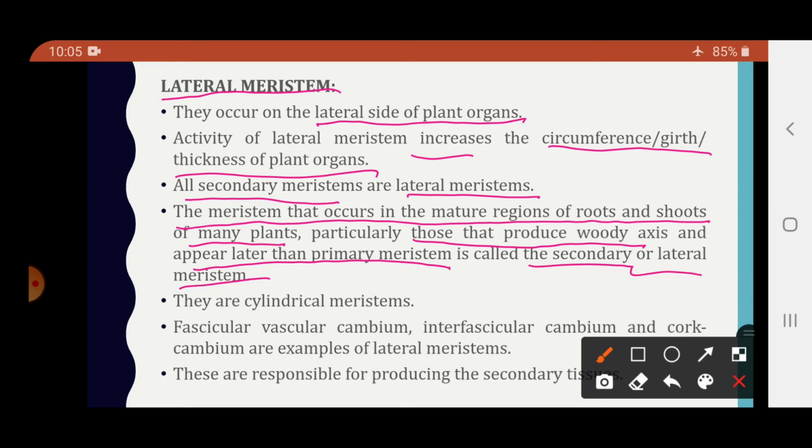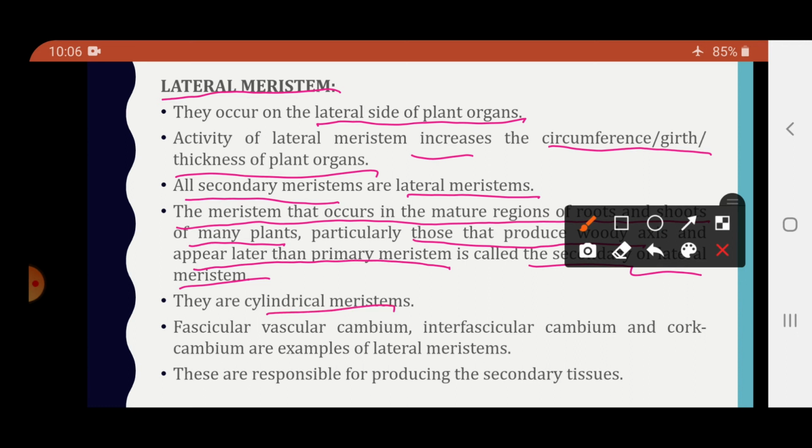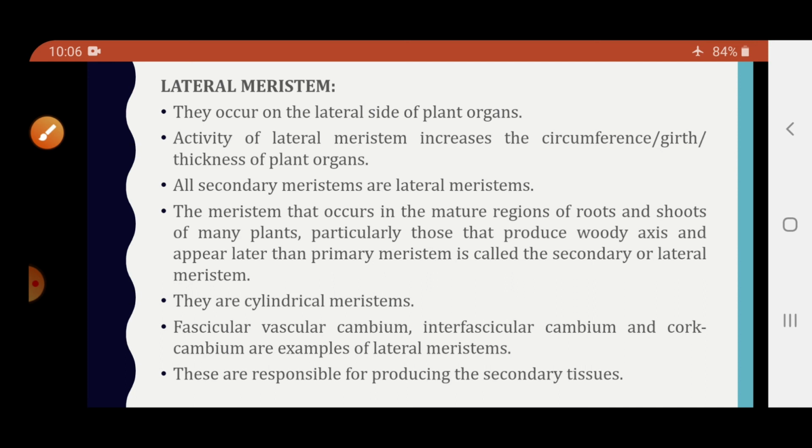So what is secondary or lateral meristem? So basically the meristem which appears after the formation of the primary meristem, it is the lateral meristem. And basically जो woody axis, जो wood का formation करता है वो कौन करता है, lateral meristem. They are the cylindrical meristem, fascicular vascular cambium, interfascicular cambium, cork cambium are the examples of the lateral meristem, and they are responsible for formation of the secondary tissues.